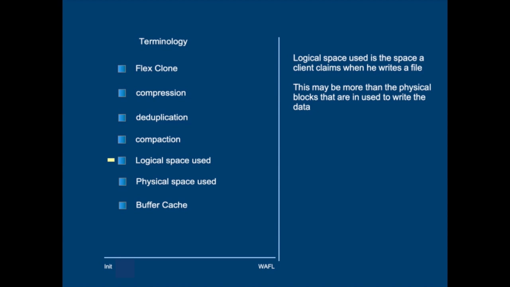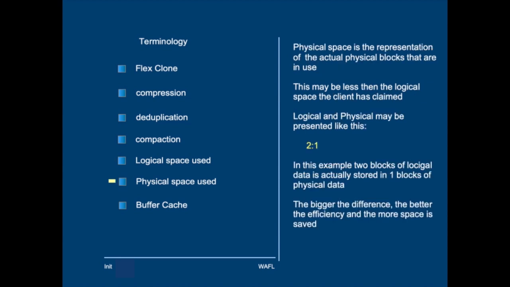Then physical space used is the representation of the actual physical blocks that are used in the volume. So if a client writes 100 megabytes and compression, dedup, and compaction manage to reduce that to only 10 megabytes, then the physical space is actually 10 megabytes. This is represented as the efficiency ratio. So logical space may be 100 megabytes and physical blocks may, for example, be 50 megabytes. Then the ratio is 2 to 1. Now the bigger the difference, the greater the efficiency, and so the more space you save.